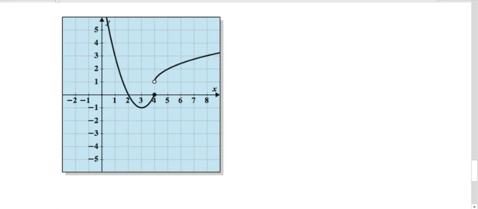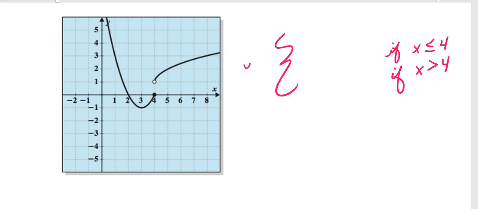The next function, there's a discontinuity at 4. So we're looking for if x is less than or equal to 4 for the left side, and if x is greater than 4 for my right side. And I can tell that because it's an open circle, so I know the ones on the right will be greater than 4, but not including that 4. So let's go ahead and write the equations for each one of these.